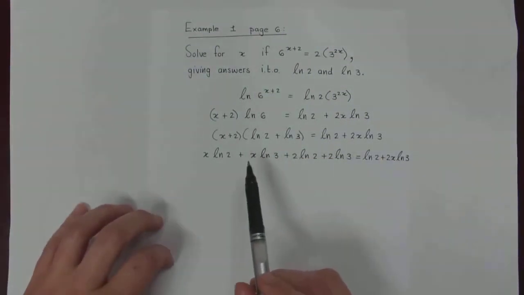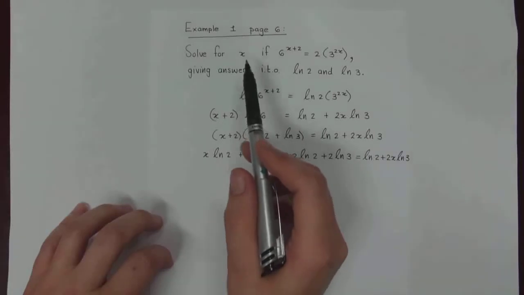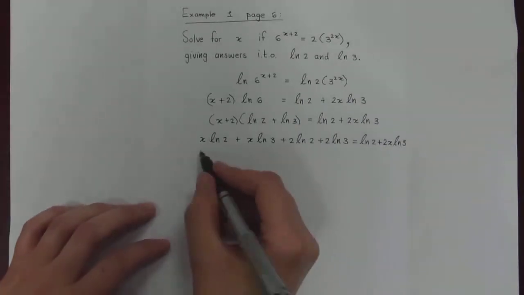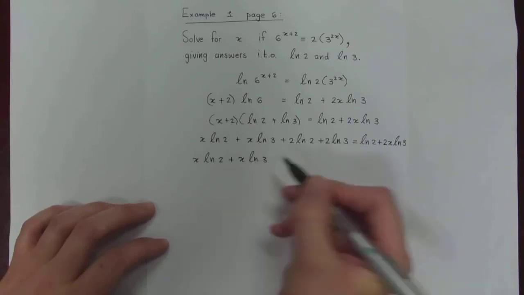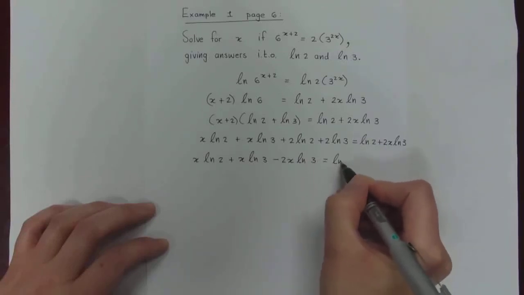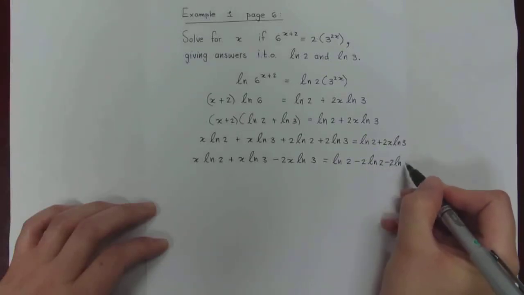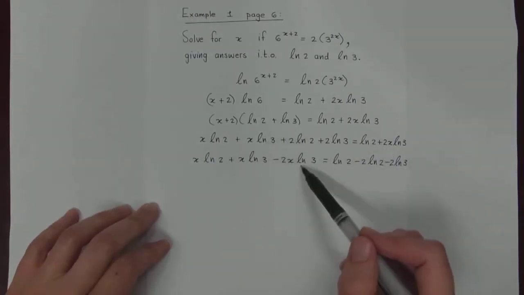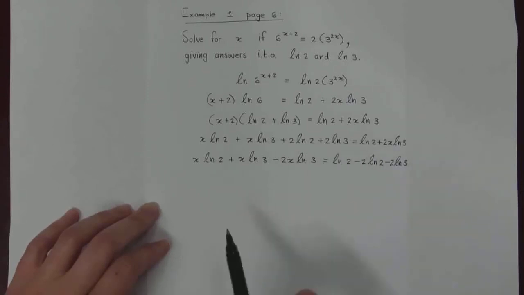Right. Now finally, I have terms that I can go and keep all the x's on the left-hand side, because that's what I'm trying to do. I'm trying to solve for x, and everything that doesn't have an x goes to the other side. So simply doing that quickly. And then just check this. I've got the x ln 2, x ln 3, and then over there I've got the minus 2x ln 3. And then I've got my ln 2 minus 2 ln 2 minus 2 ln 3.